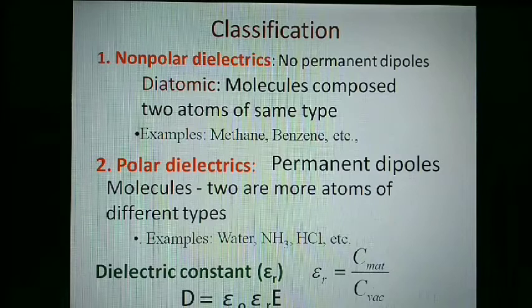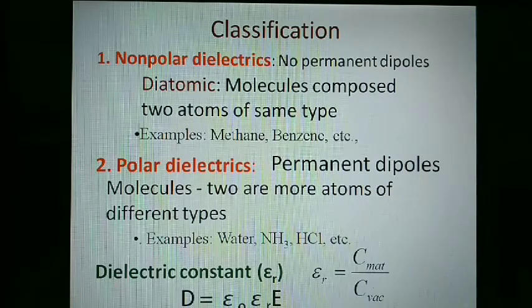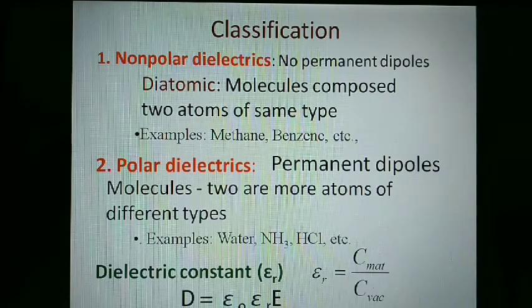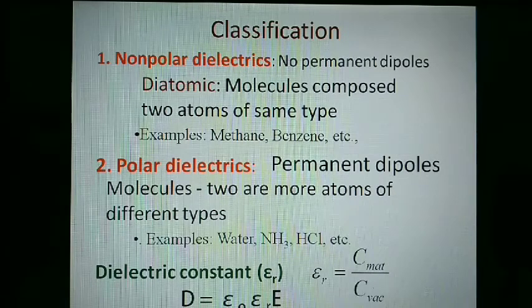There is one more relation for the dielectric constant, in which the electric flux density capital D is directly proportional to E, capital E, that's the electric field. Here epsilon naught represents the permittivity of free space. Its value is a constant which is 8.85 into 10 power minus 12 farad per meter. And epsilon r is a unitless quantity.